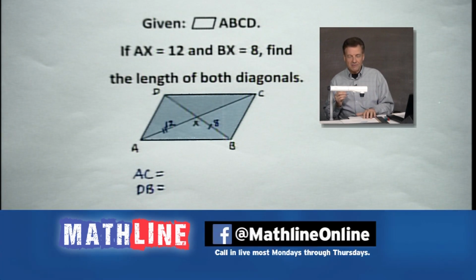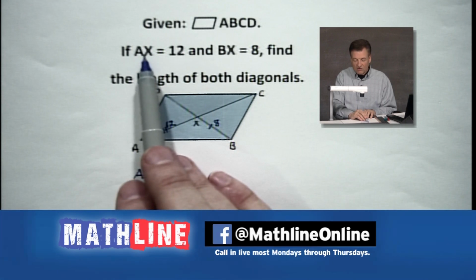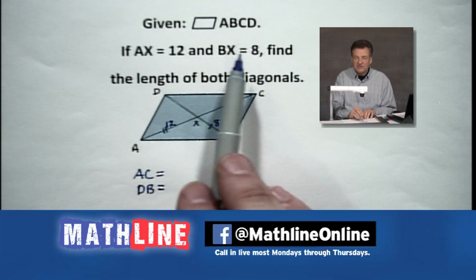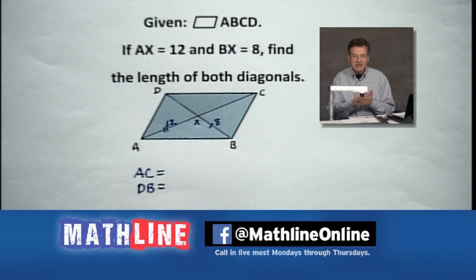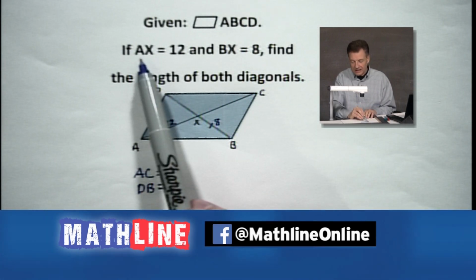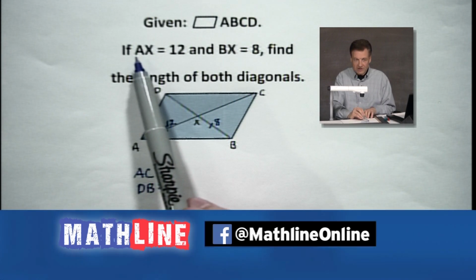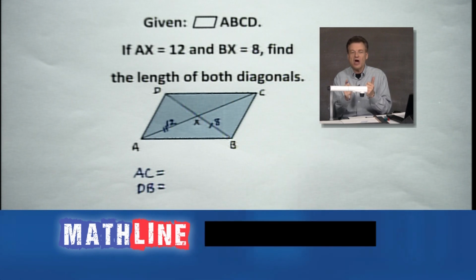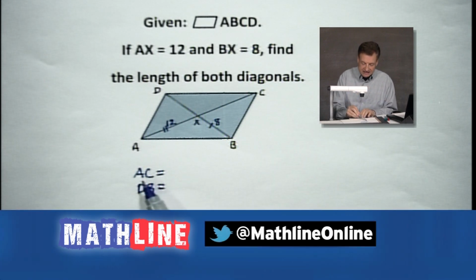This is maybe one of my old school type things, but it's still very true. Some of you are going, well, Ernie, why don't you put a bar over AX and BX? Because that means it's a segment. We are looking for a length. And when we leave that segment bar off, we're talking about a number. So how long is AC?